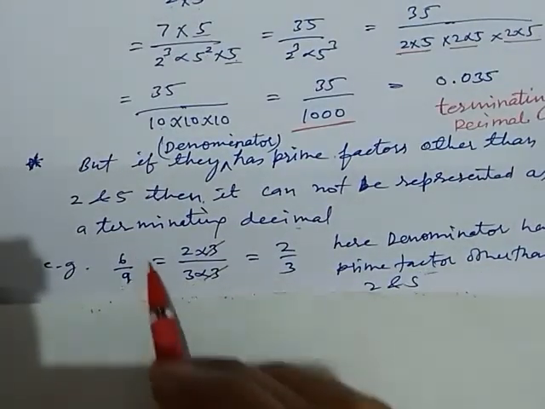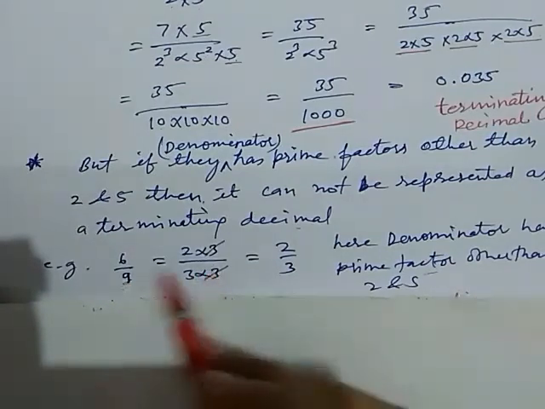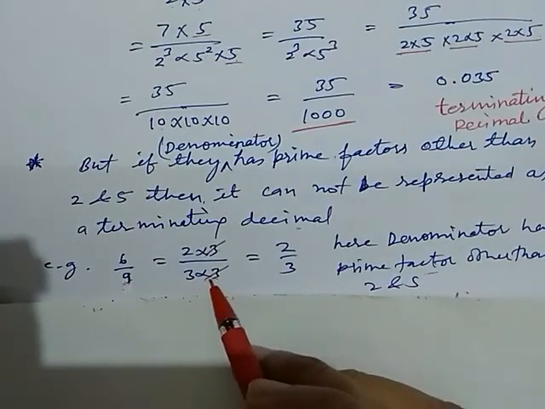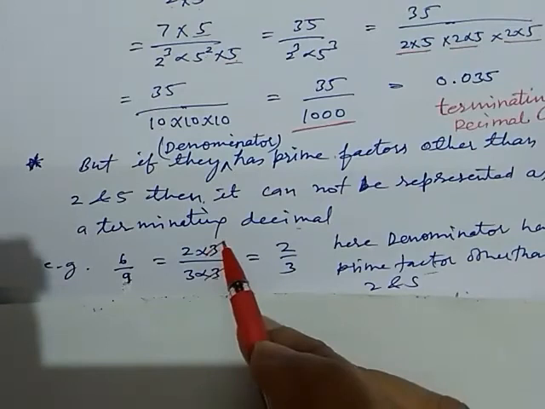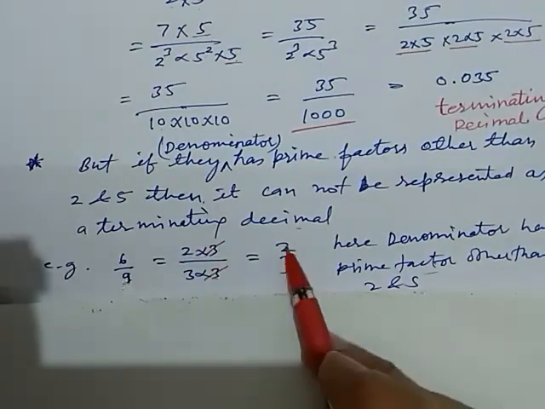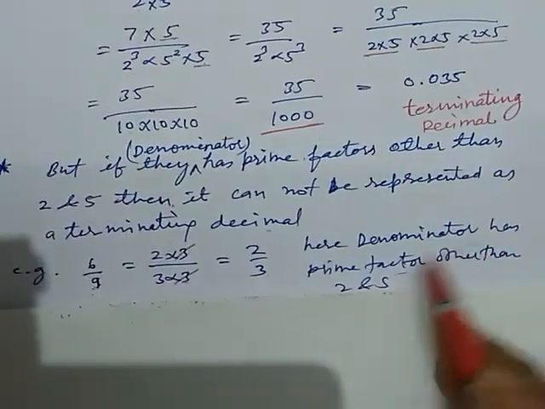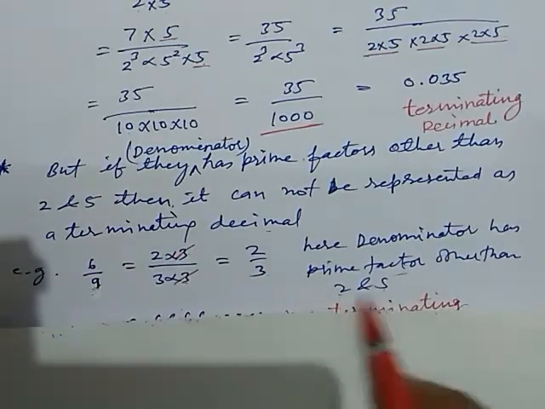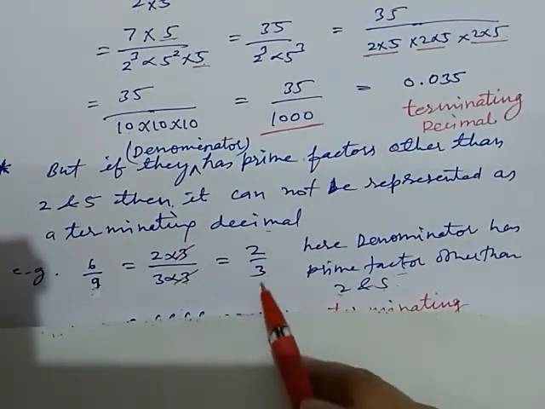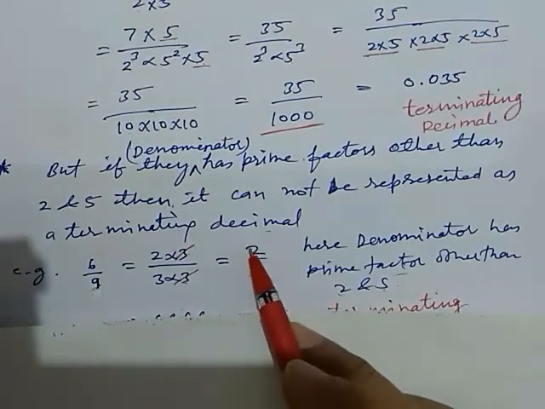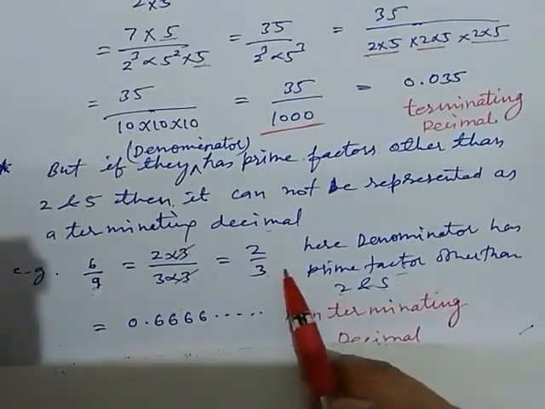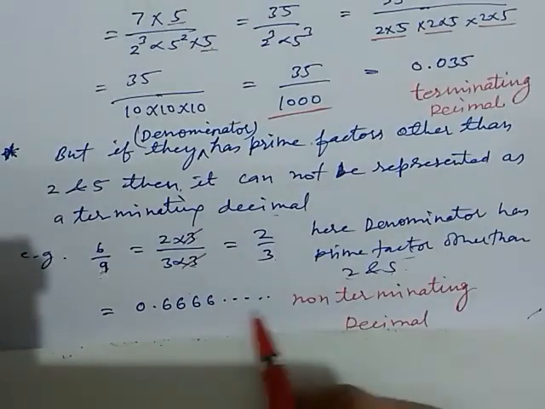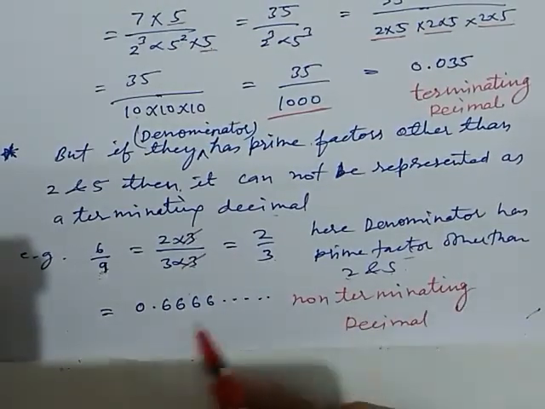Like this. Here our number is 6 by 9. Okay? 6 is factorized as 2 into 3 and 9 is factorized as 3 into 3. Now this 3 cancels out with this 3 and the fraction reduces to 2 by 3. Here the denominator has a prime factor other than 2 and 5. This is 3, which is other than 2 and 5. So this cannot be converted into a terminating decimal. And when we divide this 2 by this 3, the result is 0.66666 and so on. This is a non-terminating decimal.